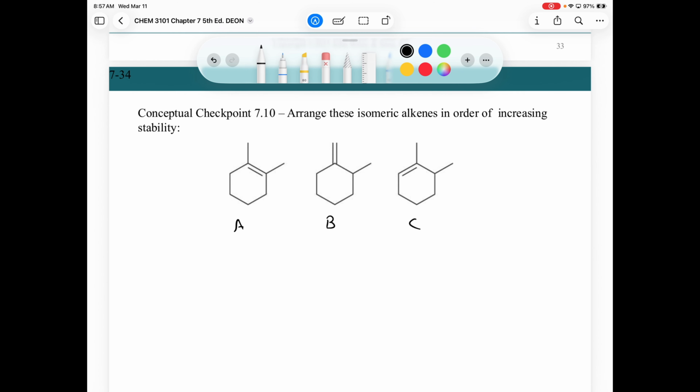Based off of the rules that we saw in the previous slide, and again, don't be shy to holler out an answer in my class. If you get it wrong, it's not a big deal. Brianna, which one's the most stable? Yeah, absolutely, right? It's tetrasubstituted.